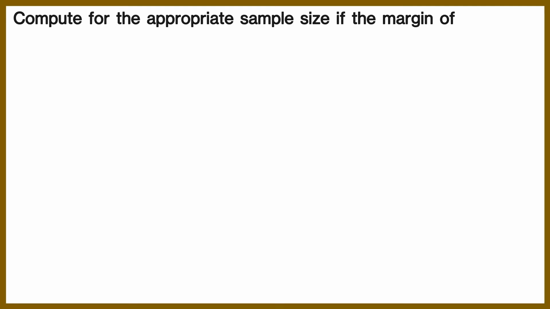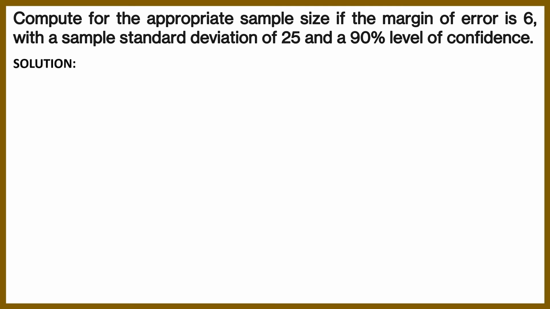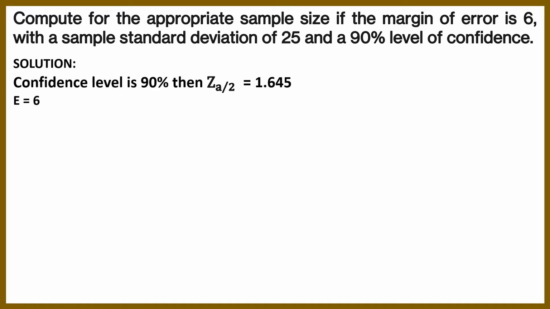Compute for the appropriate sample size if the margin of error is 6 with a sample standard deviation of 25 and a 90% level of confidence. Okay, so here is our solution. Identify the given first. Our confidence level is 90%. Then the C coefficient is equal to 1.645. Then our margin of error is 6 and our standard deviation is 25.